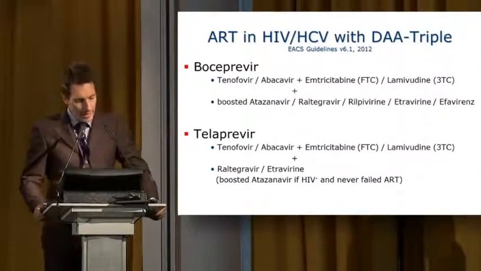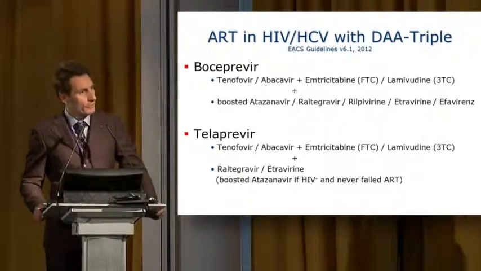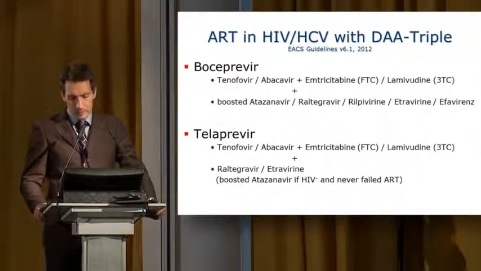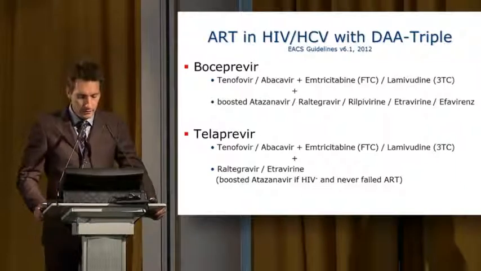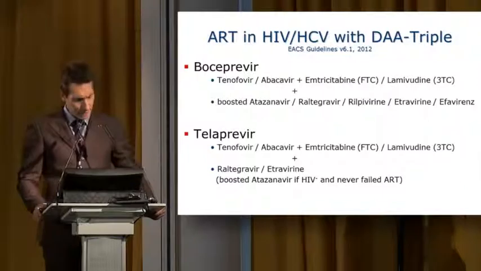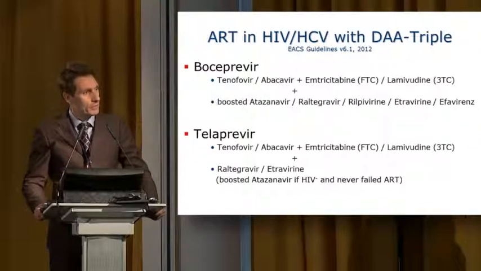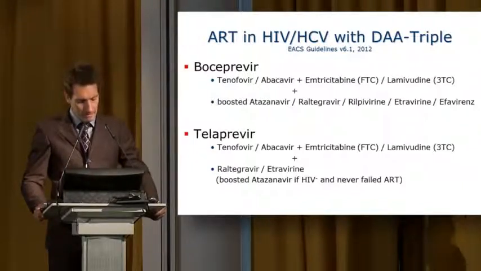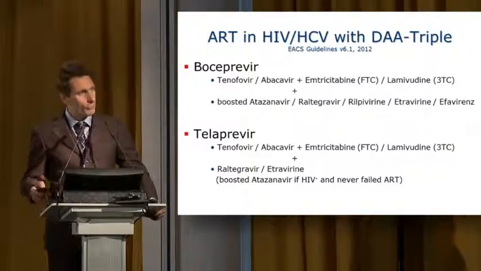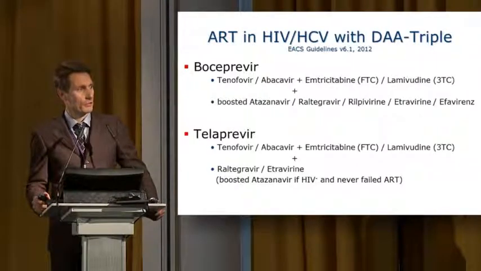Plus, then you will add either a protease inhibitor like atazanavir or an integrase inhibitor like raltegravir, or you can add also an NNRTI like rilpivirine, etravirine, or efavirenz. And with telaprevir, you have basically the same regimen of a nucleoside reverse transcriptase inhibitor, plus then you can use raltegravir or etravirine here. So those are the options. So you are limited to some extent with the antiretroviral therapy that you can use.